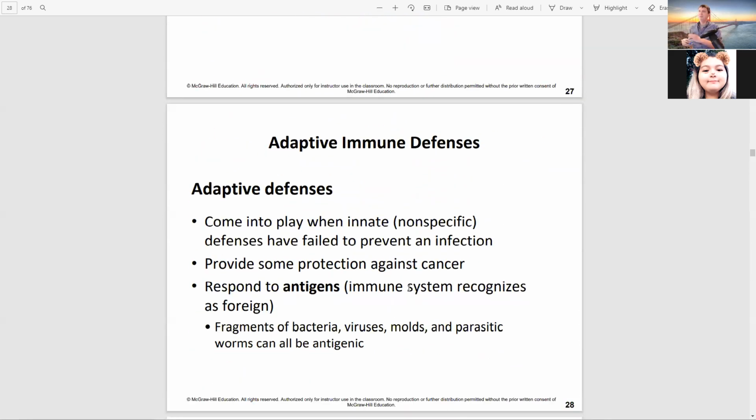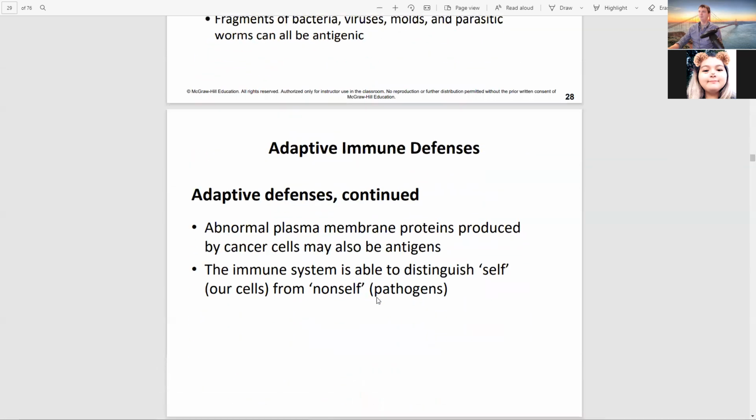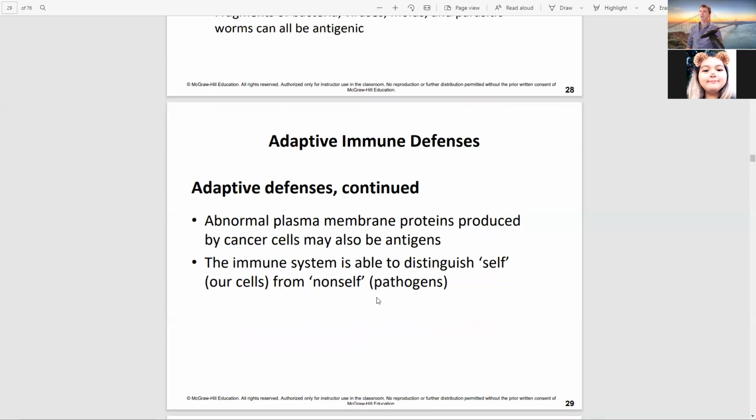Okay, so moving on to adaptive immunity. This comes into play when innate or non-specific defenses have failed to prevent an infection. Some provide protection against cancer. These respond to antigens, which the immune system recognizes as foreign. So antigens can be fragments of bacteria, viruses, molds; parasitic worms can also be antigenic. So abnormal plasma membrane proteins produced by cancer cells may also be antigens. So the immune system is able to distinguish our cells from non-self pathogens.